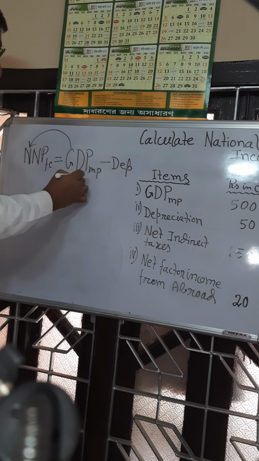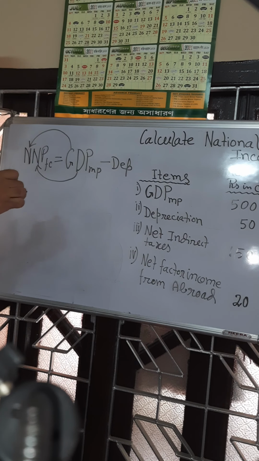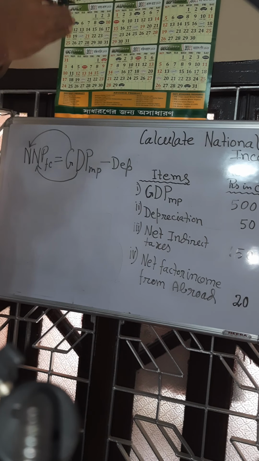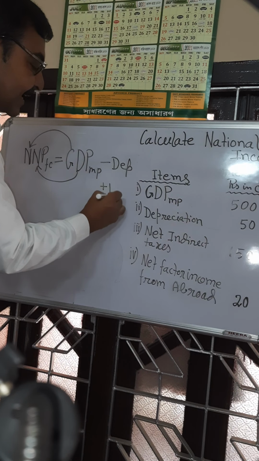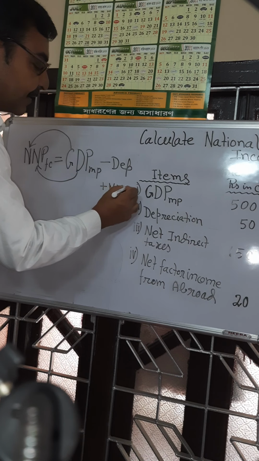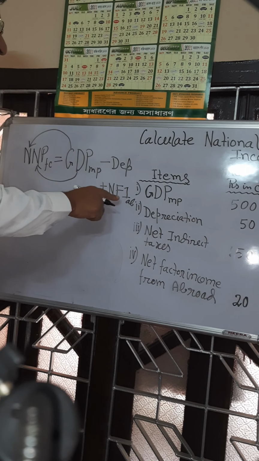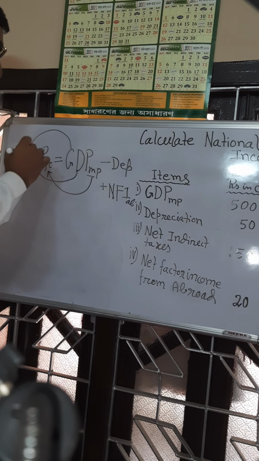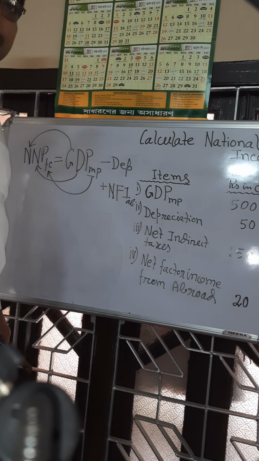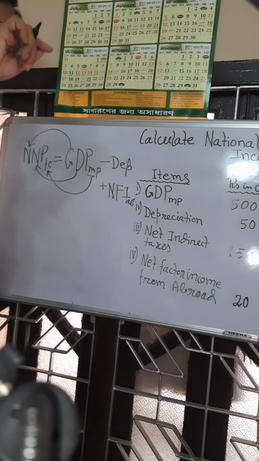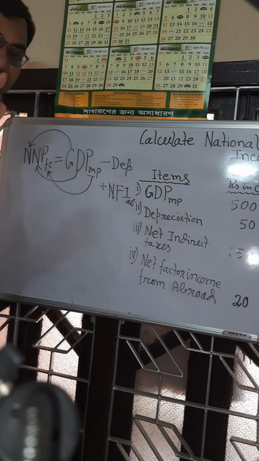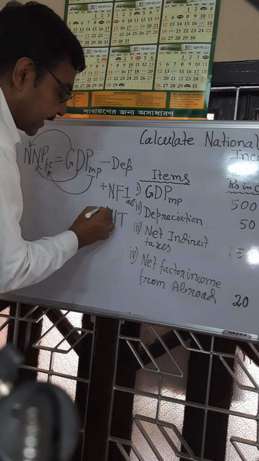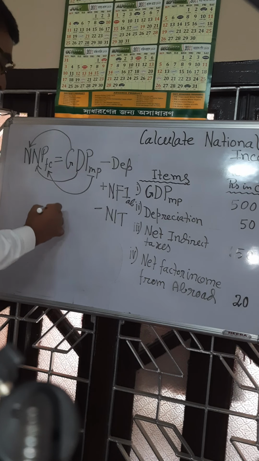Now, here you are moving from domestic to national. What did I say? If you move from domestic to national and moving up, you are moving from a small term to a big term, so you have to add something, that is net factor income from abroad. And you are moving from market price to factor cost. You are moving below. Market price is a bigger term, factor cost is a smaller term. So whenever you are moving from market price to factor cost, minus net indirect tax.